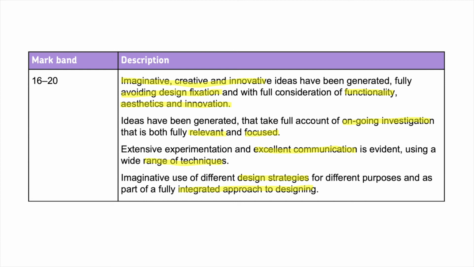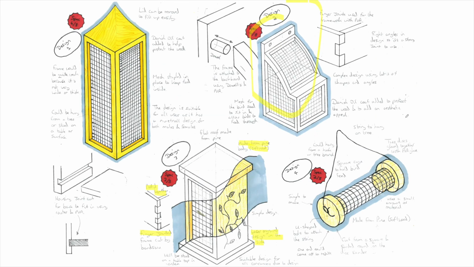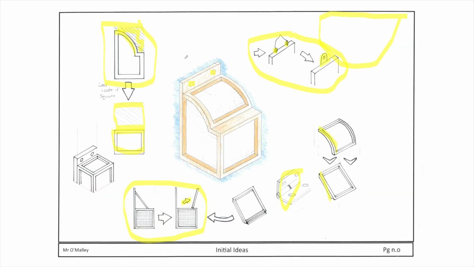However, have I got any ongoing investigation, or even have I referred back to my research in my annotations? When I quick scan the annotations that I've written, I don't think I have. Perhaps some Danish oil coat to protect the wood would only be relevant if I've done some, say, material or material finish research. If I haven't, that's kind of irrelevant annotation to add. So maybe I could add some research there.